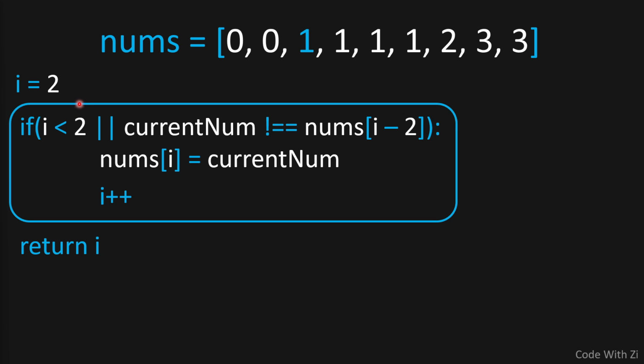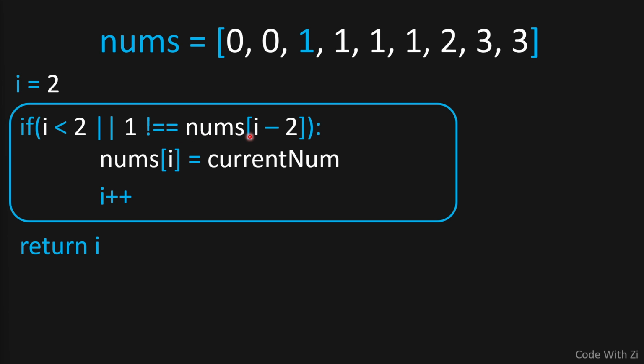That's why. But when I is actually equal to 2, we have to check if we have more than 2 repetitions. So we're going to be like, is the current number, which is 1, not equal to nums at I minus 2? Well, nums at I minus 2 is going to be this number here. Why? Well, because I is 2. So 2 minus 2, that's going to give us 0. And nums at the index of 0 is going to be this number here. So we're going to be like, is 1 not equal to 0? Well, yeah. So we're going to be like, awesome. That means we don't have more than 2 repetitions.